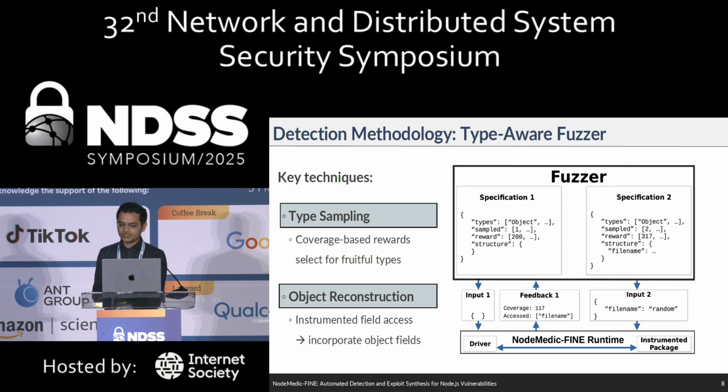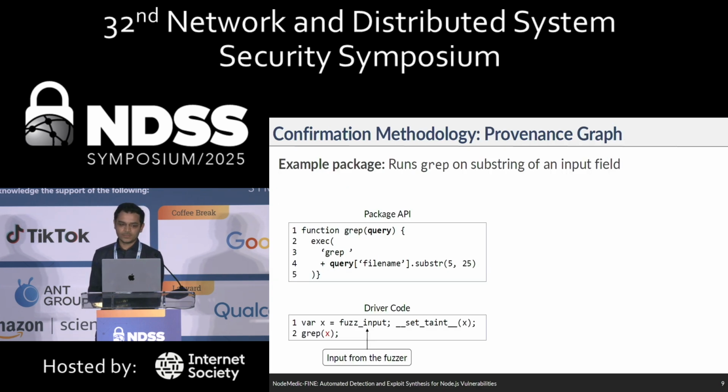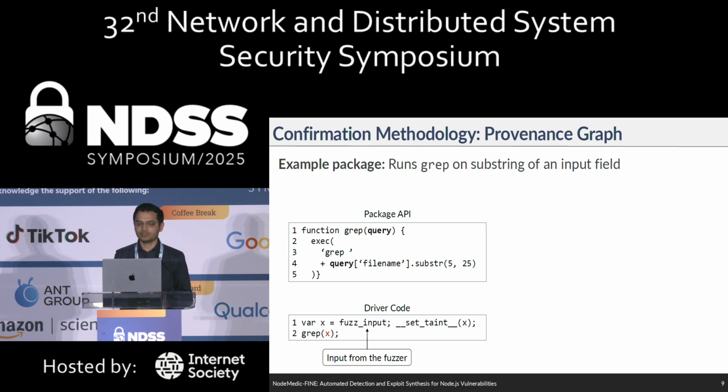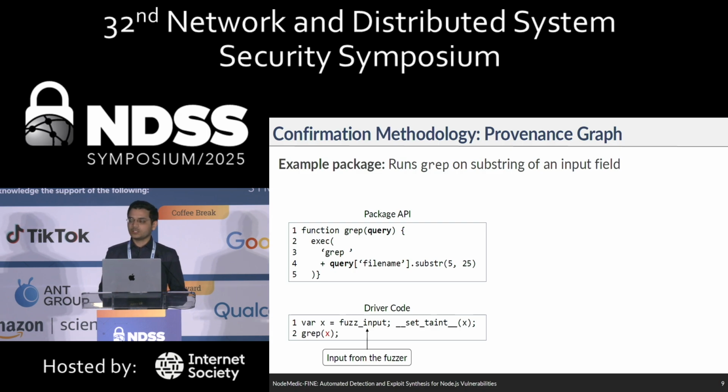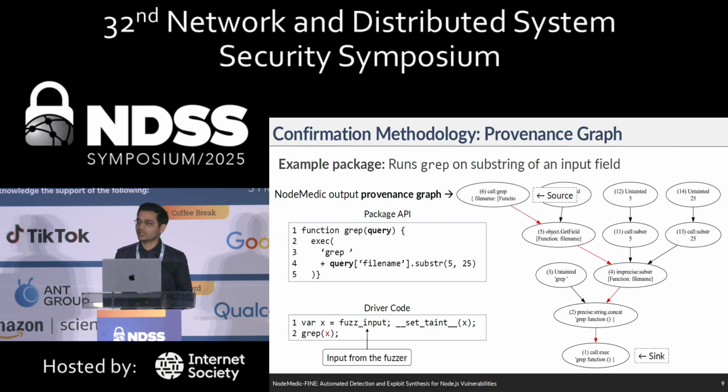Let's now shift gears and look at our confirmation methodology, starting from a provenance graph. I'll use the example of a toy package that simply runs grep on a substring of an input's field. At the bottom, you can see that we generate a simple driver for this package that calls the grep API with tainted input from the fuzzer. The result of analyzing this package with our provenance analysis will be a provenance graph, an actual example of which is shown on the right. I'll go over the key details of the provenance graph, so no need to try to read it.